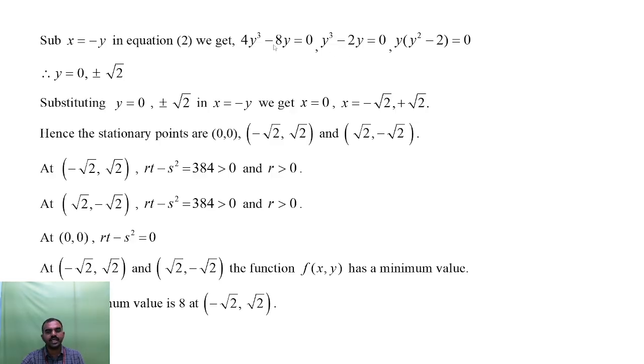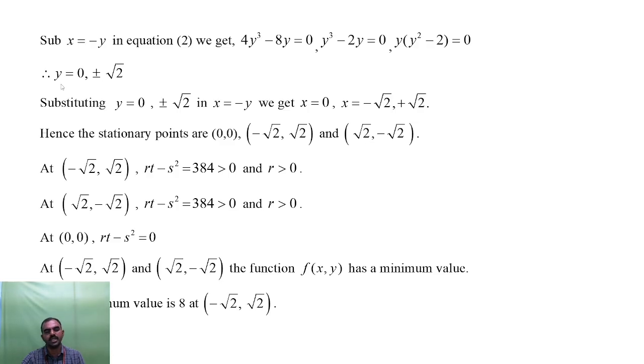So y cube, take the common value of 4. What is the remaining? y cube minus 2y equal to 0. Consider these two terms, take the common value of y. So remaining y square minus 2 equal to 0. So either y equal to 0 or y square minus 2 equal to 0. So y square equal to 2. What is the y value? Plus or minus root of 2. So we get the y values.